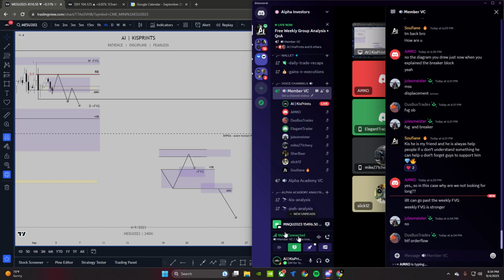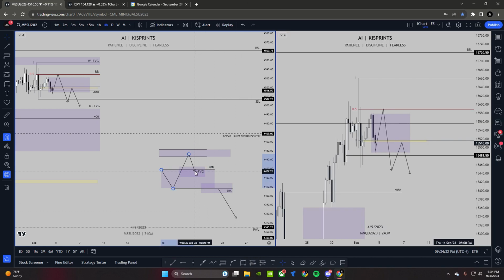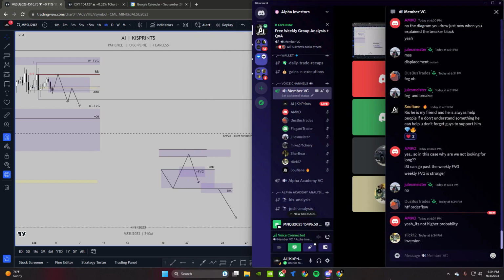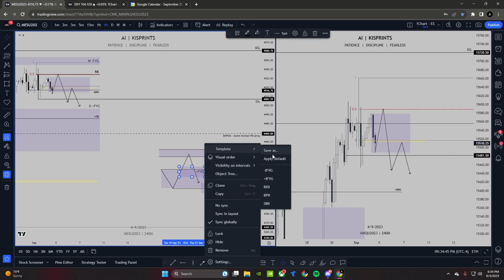So what would be our high probability trade here, right? We would want to be patient, wait for displacement, and this is what we want to be looking for, the market structure shift. This fair value gap, what would it turn into if we come lower like this? What would this fair value gap turn into? Inversion, right? Inversion fair value gap.